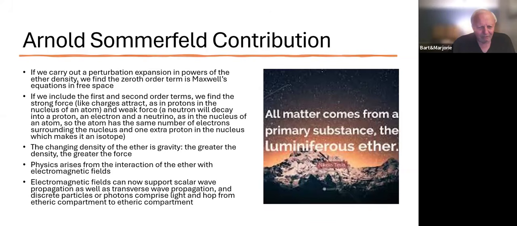And we also find the weak force. That is, a neutron will decay into a proton, an electron, and a neutrino. So the nucleus that had a neutron in it will now just have a proton in it. The electron and neutrino are gone. And the atom itself has the same number of electrons surrounding the nucleus, but now it has one extra proton, and we call that an isotope. So the strong force creates isotopes. A weak force creates isotopes.